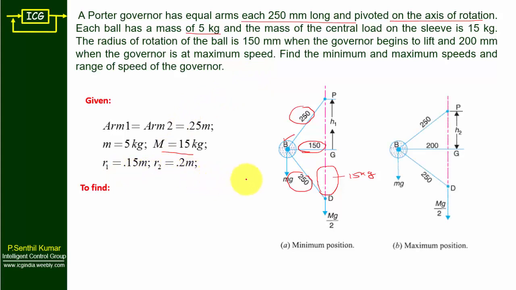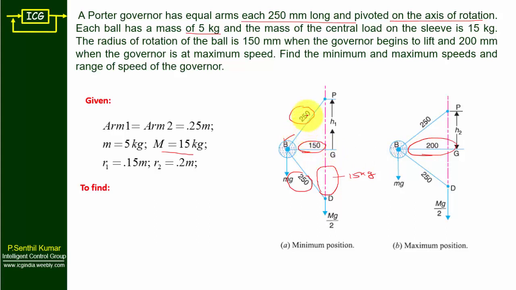So you need to draw one more free body diagram. This is for the minimum position, that is 150 mm, and this one is for the maximum position, that is 200 mm. So you need to draw two free body diagrams like this. This is the minimum position and this is the maximum position extension. So this is 200, whereas this one is 150 mm.